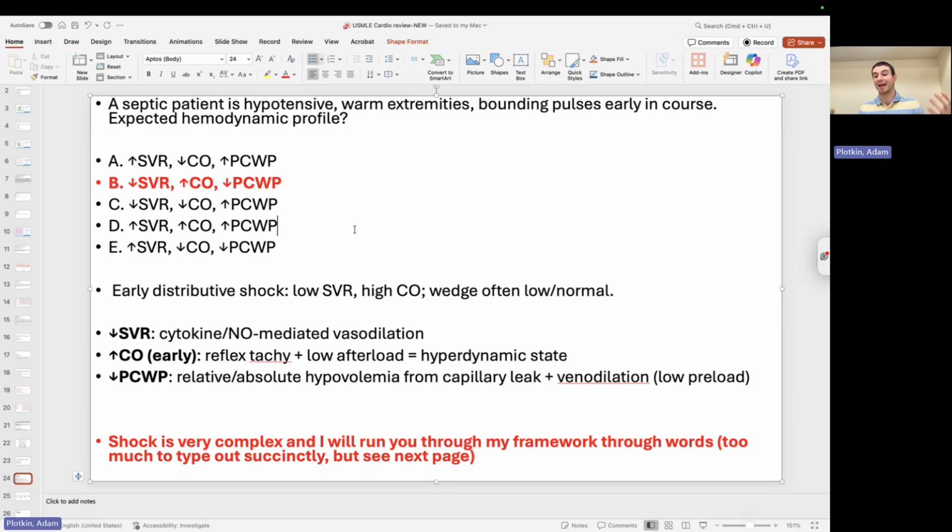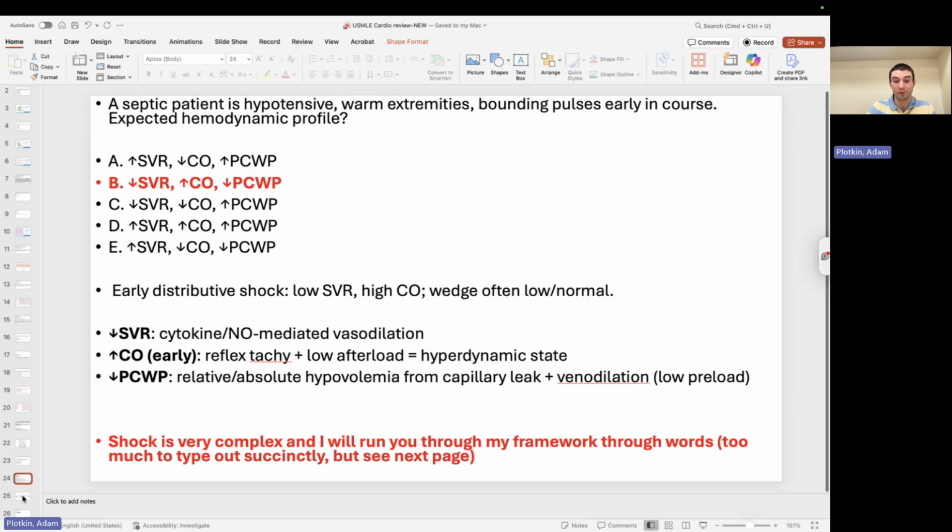Because your heart rate can compensate for a while, but your stroke volume is going to be in the dirt if we're losing all of our blood. So eventually the heart rate just can't stay up that long, right? And the cardiac output ends up dipping down. So that's kind of a really brief framework for shock.